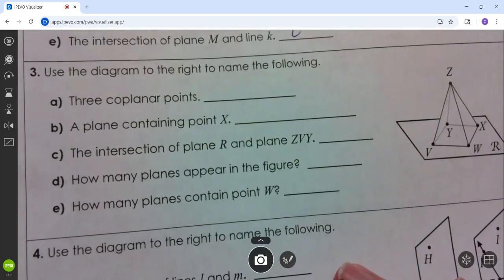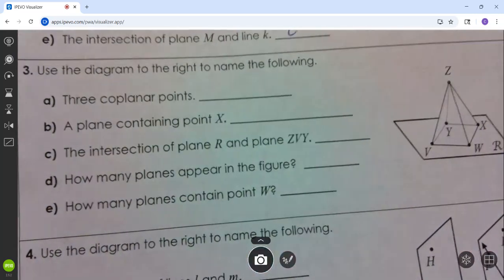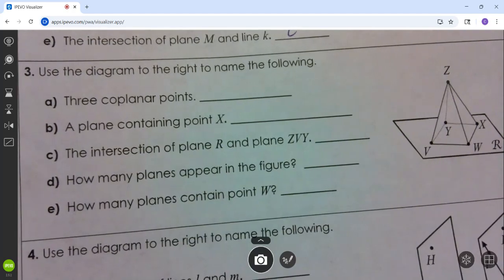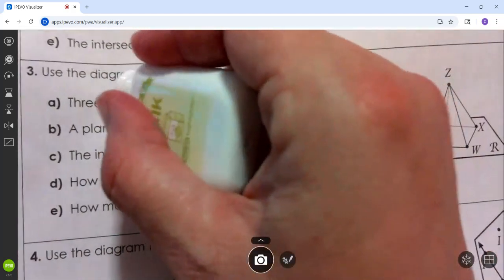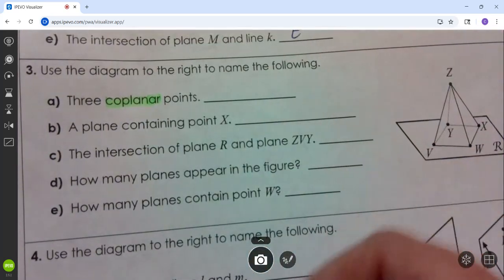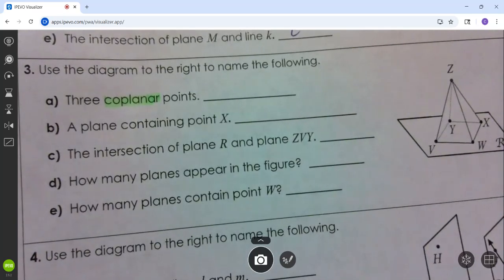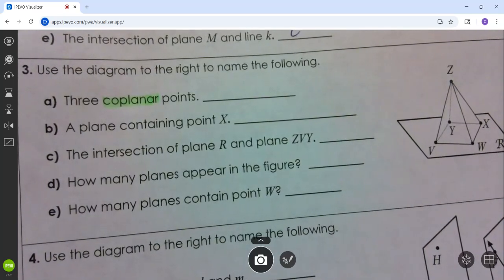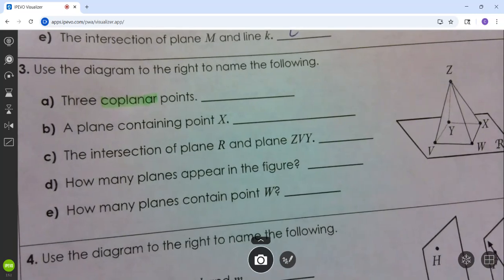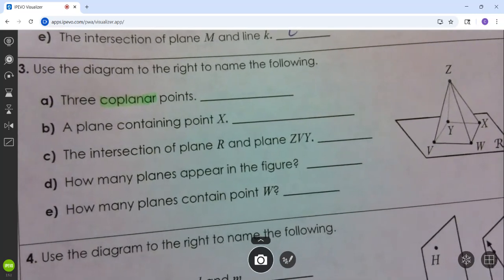Right, use the diagram here. So 3 coplanar points. My highlighter out. Coplanar. Like collinear are points that lie on the same line, coplanar are points that lie on the same plane.